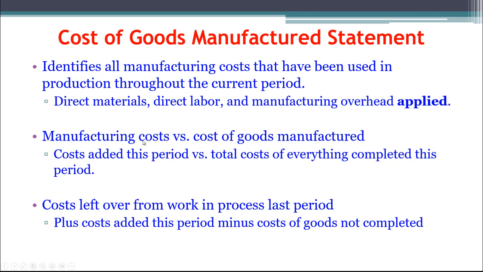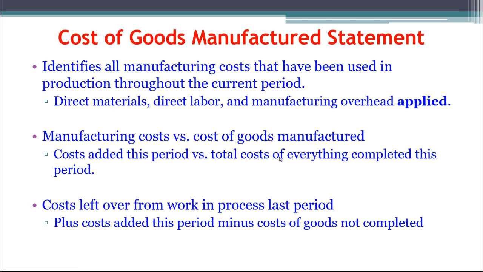Now, I want to point out a distinction between the term manufacturing costs and cost of goods manufactured. This first bullet point that we were talking about, that was the manufacturing costs. Those are the costs added this period, regardless of whether we completed the product or not. It's just the costs added this period versus the total costs of everything that we completed this period.